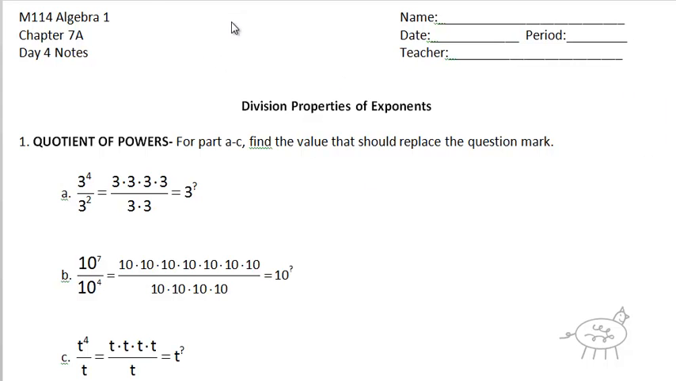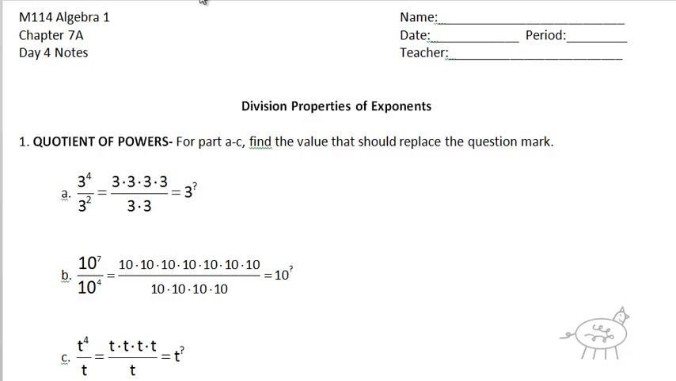This is day 4 of Chapter 7a, and what we're going to talk about is division of exponents. Just to review, we've talked about multiplication, and remember, when you multiply, you add exponents. We've talked about raising a power to a power, where you multiply exponents. We've talked about zero exponents, where anything to the zero power is 1. And we've talked about negative exponents, where you move anything that has a negative exponent to the other side of the fraction. But now we're going to talk about division.